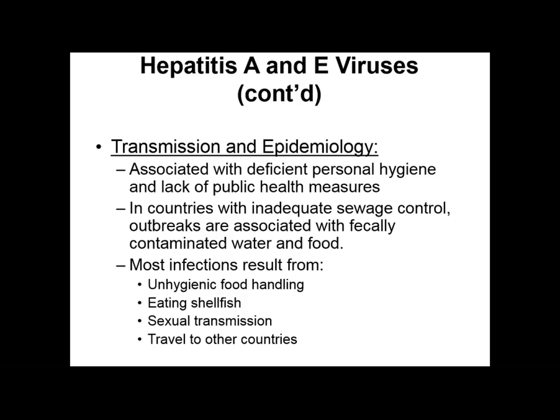Countries that have inadequate sewage control are going to have more aggressive outbreaks that are associated with fecally contaminated water and food supplies. Most infections result from unhygienic food handling, eating shellfish, particularly shellfish that have been exposed to untreated sewage, sexual transmission, or traveling to other countries.